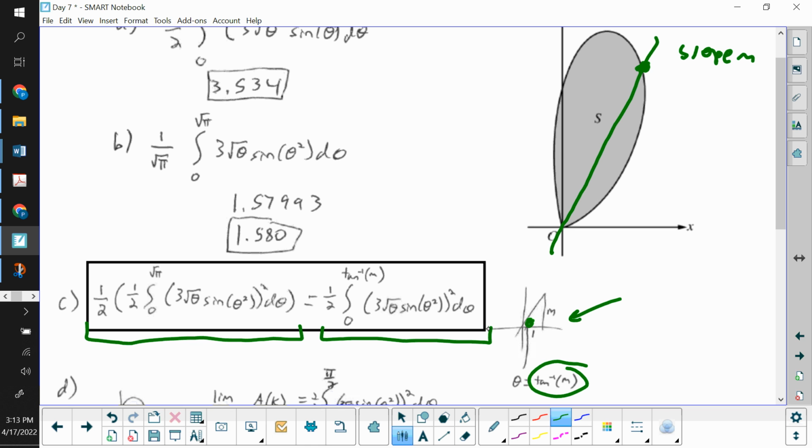The other way you could have done it is keep the right side the same, but then on the left you could have just done your area from tan inverse m to square root of pi, and that would have worked as well, and had those two equal to each other.